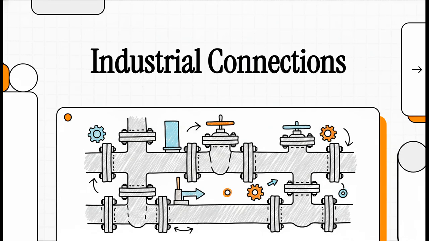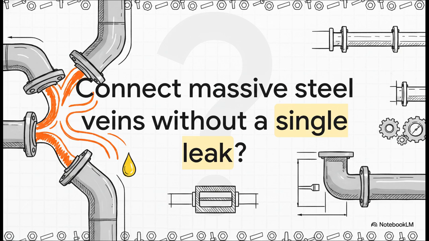Today, we're diving into the hidden anatomy of industrial connections. We're going to look past those massive tanks and towering structures to focus on something much more fundamental, yet absolutely critical for a plant to actually work. Seriously, think about it for a second. How do you connect the massive steel veins of an industrial plant without a single leak? How on earth do engineers keep incredibly hazardous, high-pressure or scorching hot materials flowing safely, day in and day out? Well, that flawless operation definitely doesn't happen by accident. It's all about incredibly precise engineering.